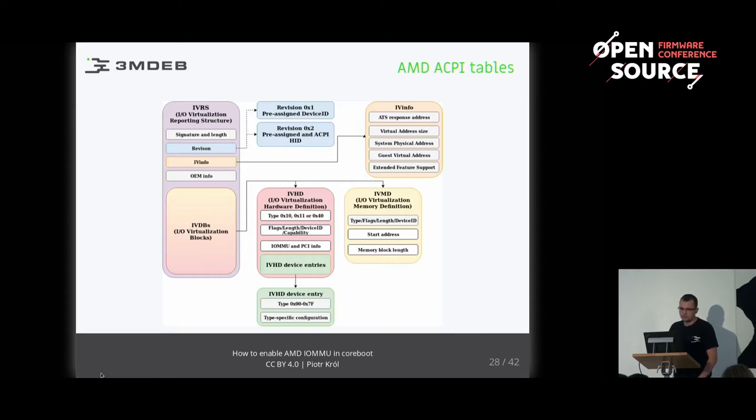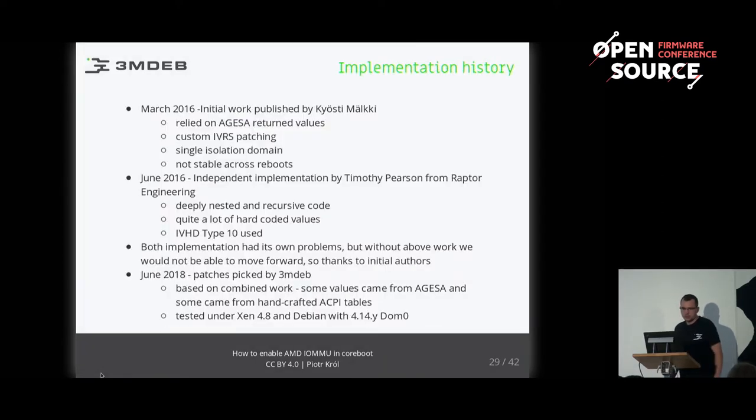Then we have the IO virtualization hardware definition. This table defines the set of devices that we have on our platform, which can then be redirected to our virtual machines to be directly used inside the guest. And that's mainly it about the ACPI. So what's the story about the implementation?